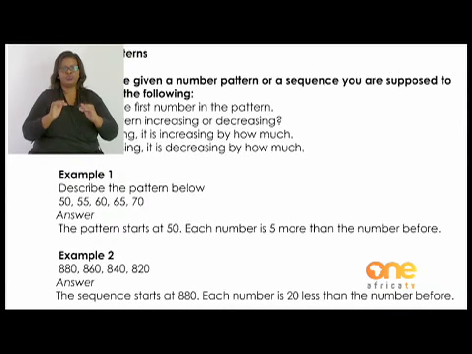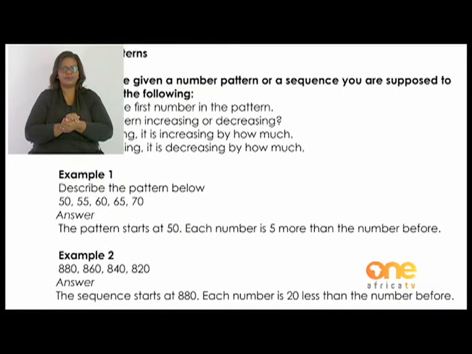Let us go to the second example. The first term is 880, 860, 840, and 820. From that pattern, we will identify our first term as 880. So it means the sequence is starting at 880.